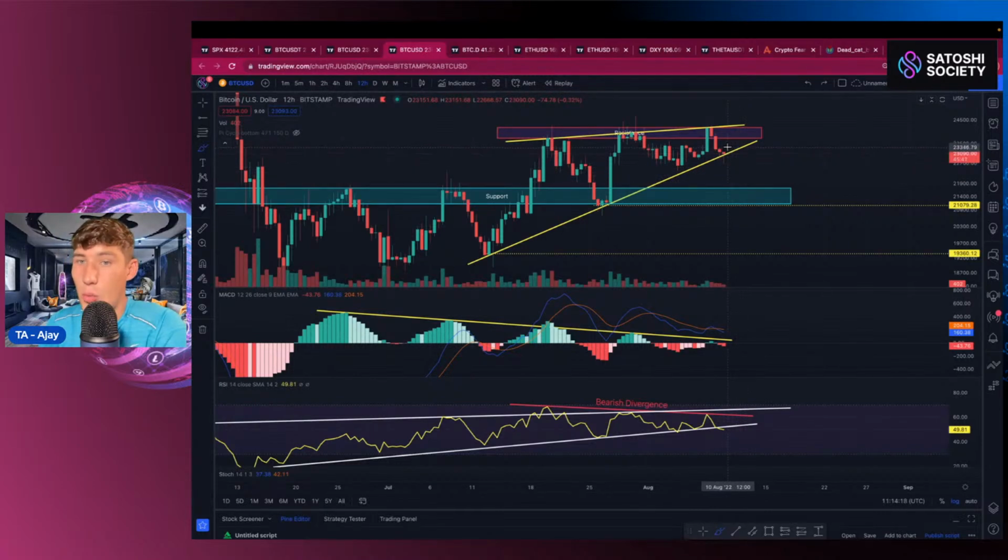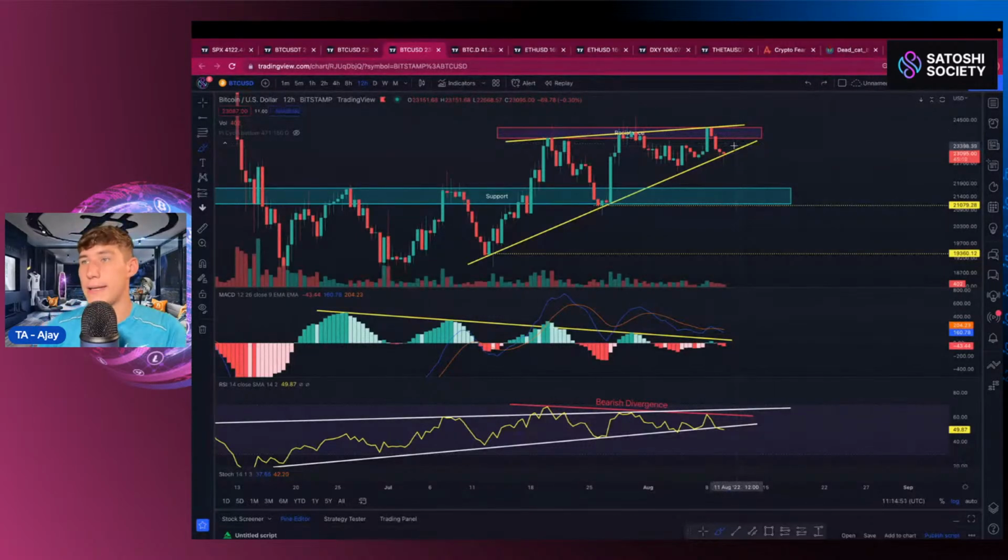But basically, we are testing this support. And if we do break towards the downside, there is most likely going to be downside, and especially if we do get a negative reaction to the CPI print today. If we get a bullish reaction, I do think Bitcoin is going to find support along the support level here, and we will most likely bounce back up to that resistance level, retesting that resistance and potentially breaking above it.